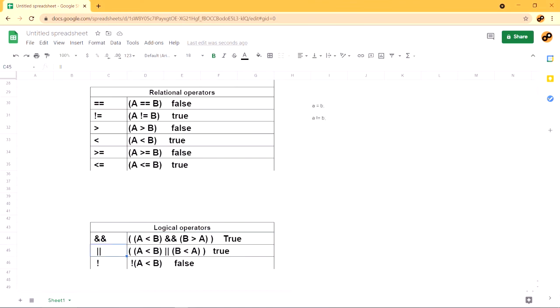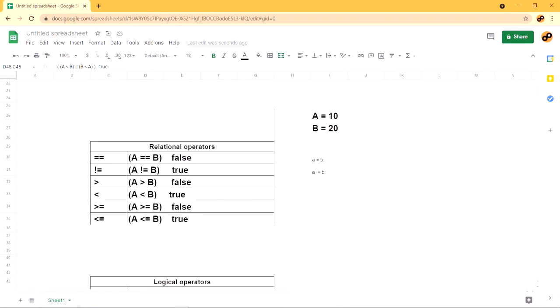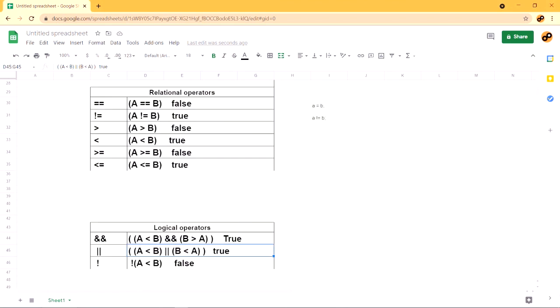In the OR, we check that any one should be true. Either this part should be true or this part should be true, so it gives you true. A less than b, a is less than b, yes, it is true. B is less than a, b is not less than a, here it comes false. Still we get true. That is because of the OR operator. If any one is true, you get the answer as true.